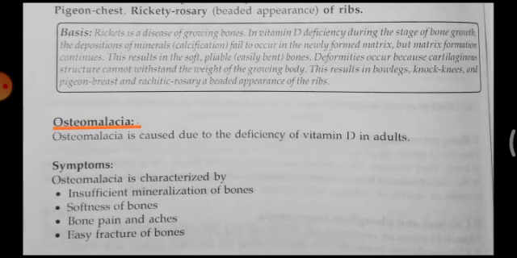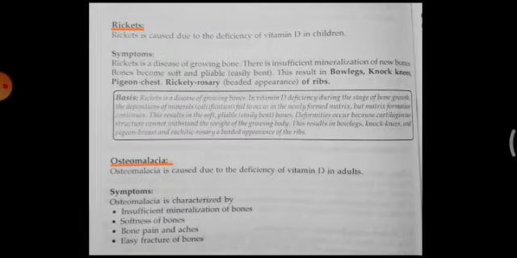Next is osteomalacia. Osteomalacia is caused due to the deficiency of vitamin D in adults. Osteo means, as the name itself indicates, bone. So osteomalacia, which is seen in adults, has symptoms of insufficient mineralization of the bones, and the bones are soft, easy to break, fragile. Bone pain and aches take place frequently, and easy fracture of the bones is one of the conditions of osteomalacia.